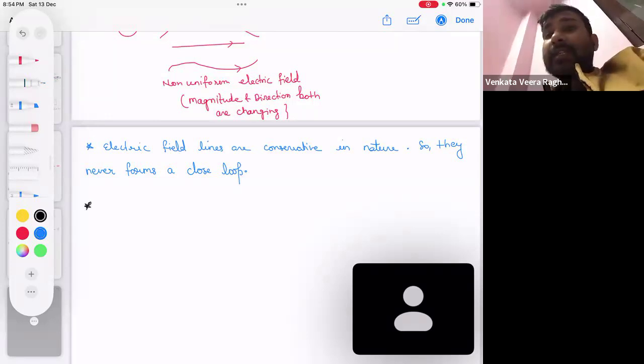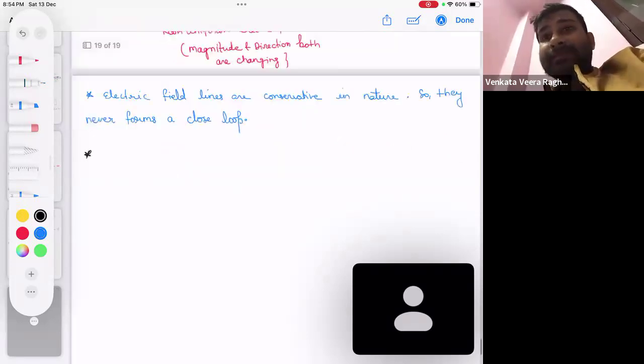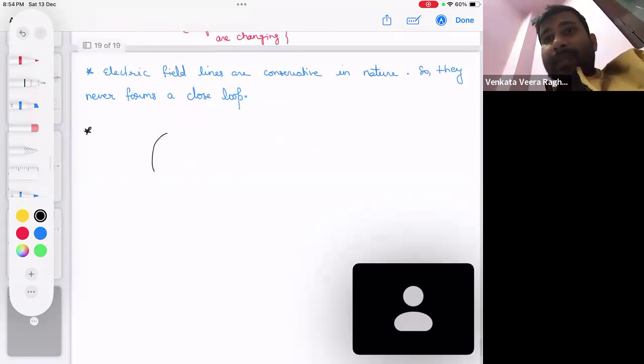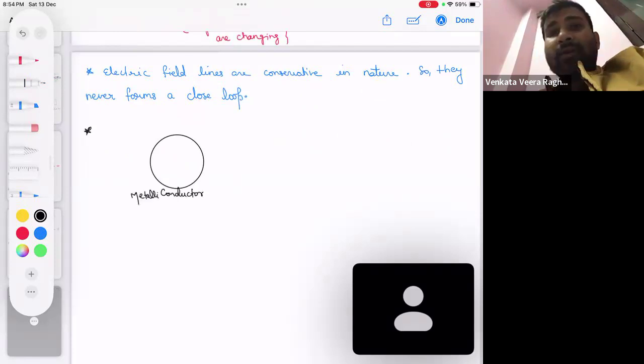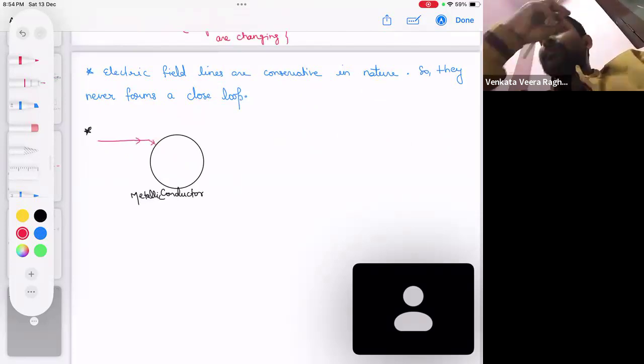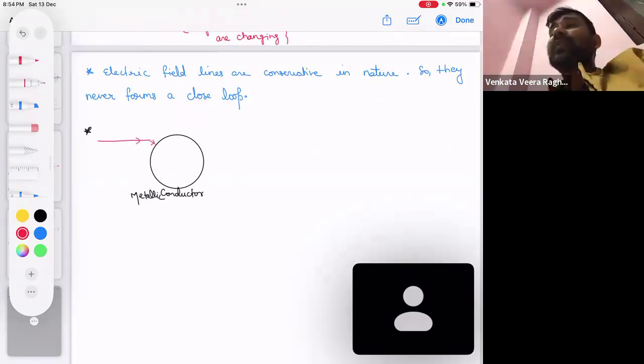And one last point: how will the electric field lines look at a conductor? If a metallic conductor is given to us, how will the field lines be? The field lines on a conductor will be perpendicular to the surface of the conductor. It will come out and go like this.